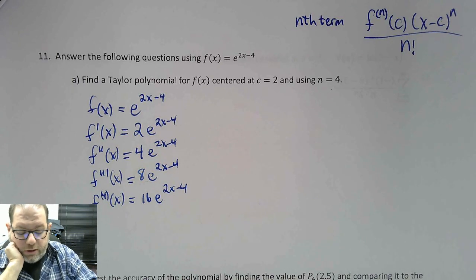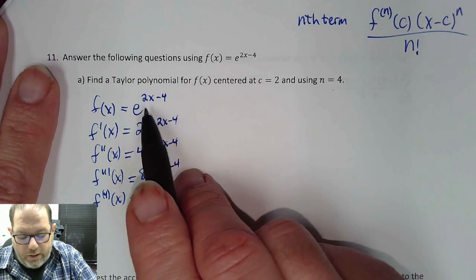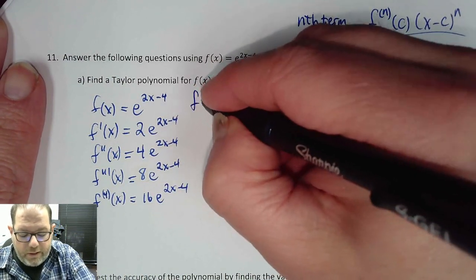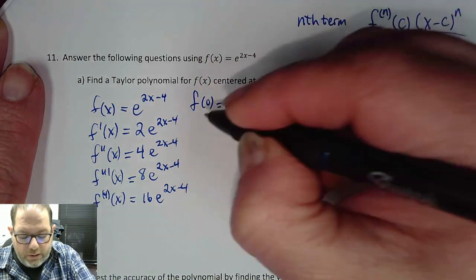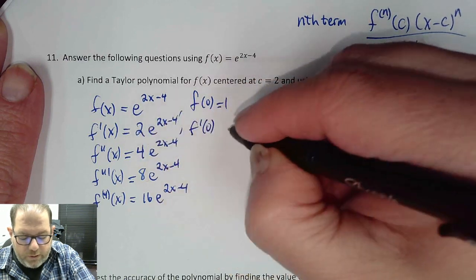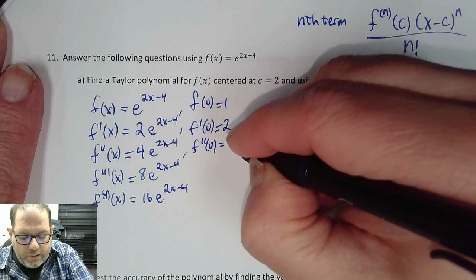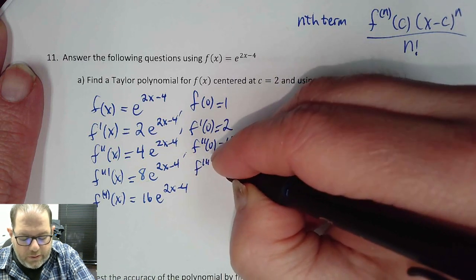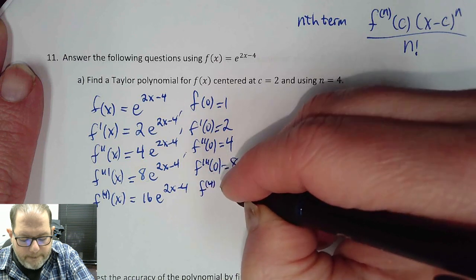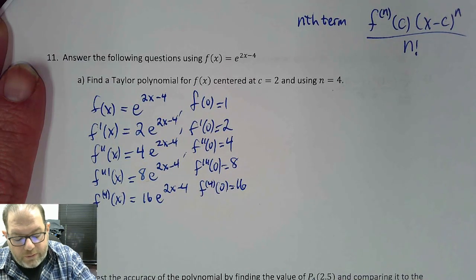But anyway, we want to evaluate these at c, but if we plug in x equals 2, that's 2 times 2 minus 4 in the exponent, so it's just e to the 0. So f of 0 is 1. F prime of 0 will be 2 times 1, so 2. Then we'll get 4, 8, and 16. Those are all 2's, not 0's, I'm sorry.